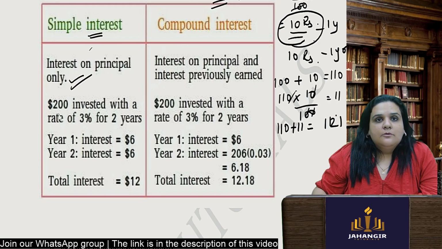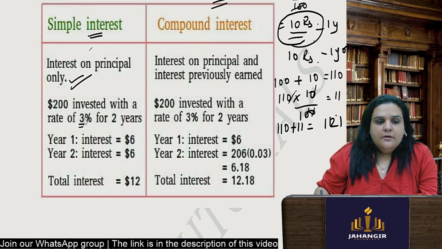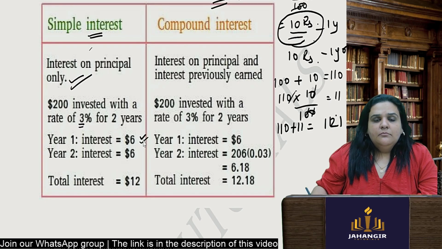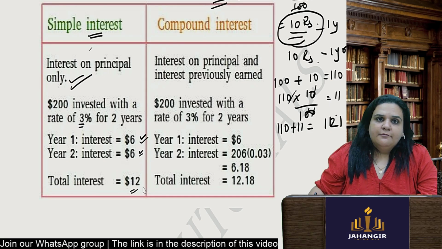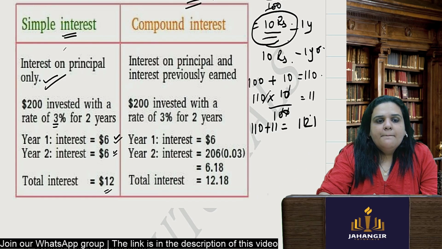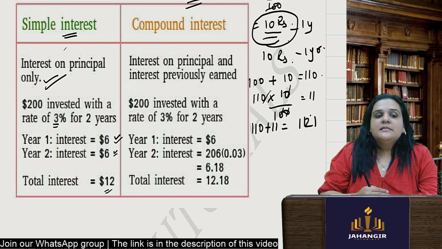So say $200 is invested at the rate of 3% for 2 years. In the first year you are going to get 3% on 200, which is $6. Second year also $6. So in total you will receive 12. But in case of compound interest, it is interest on principal as well as interest previously earned.